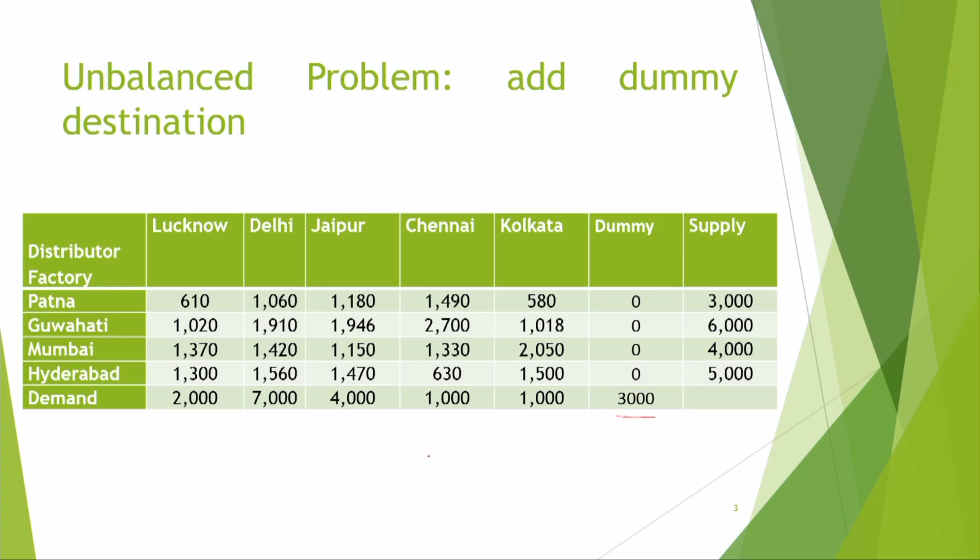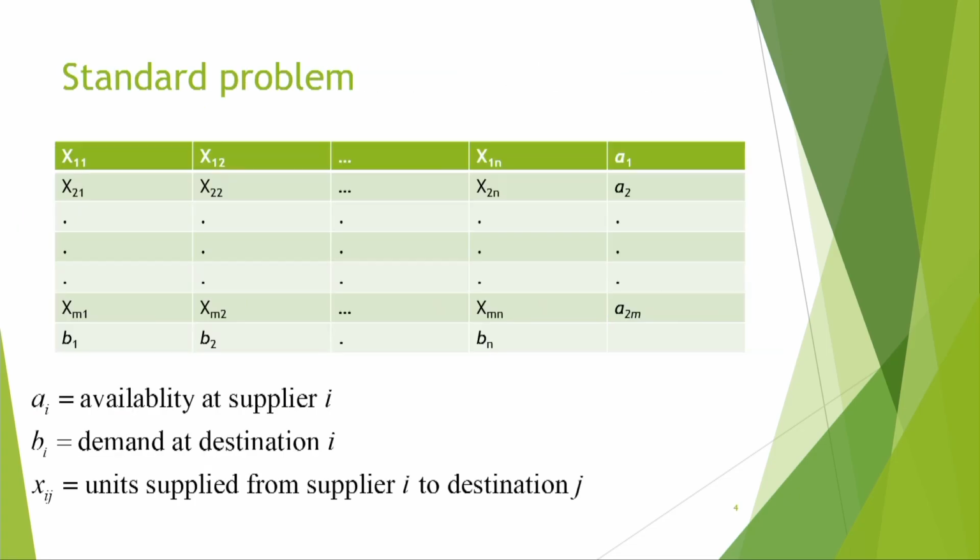Now this problem will be fully balanced, because if you add the supply, it becomes 18,000, and if you add the demands, it will also become 18,000. 2 plus 7 plus 4 plus 1 plus 1 plus 3. So this becomes 14, 15, 33, and this becomes 18, so 18,000. Once this has become a balanced problem, it can be easily solved and we can make an algorithm.